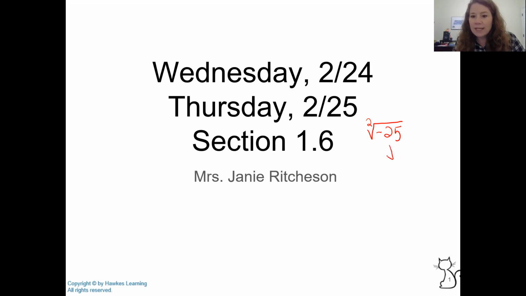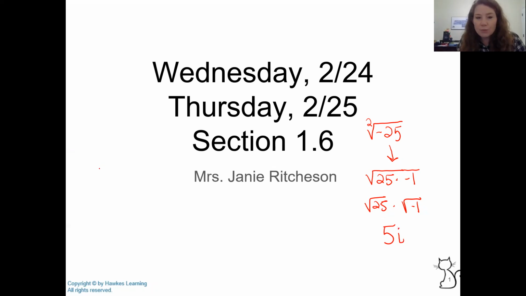So we can turn the square root of negative 25 into the square root of 25 times negative 1, right? Well, the square root of 25 is a perfect square, and the square root of 25 is 5. And so we call the square root of negative 1 i.